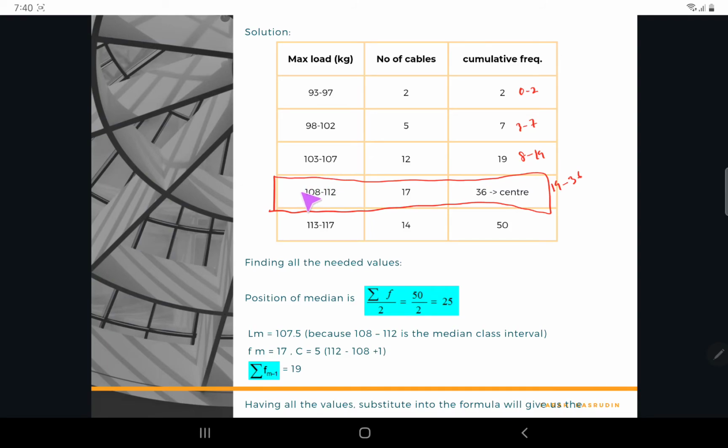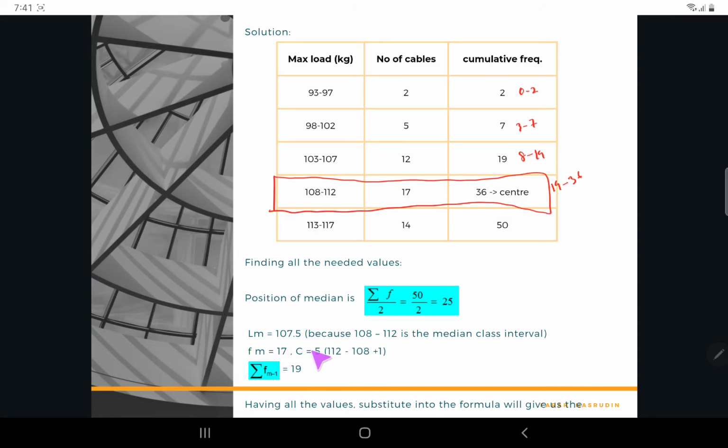Okay, lower limit. Maksudnya antara 107 dengan 108, tengah-tengah dia 107.5. So this is our lower limit. Okay, and then to find FM. FM is the frequency of the median class. So this is our median class. The frequency is 17. So our FM is 17.